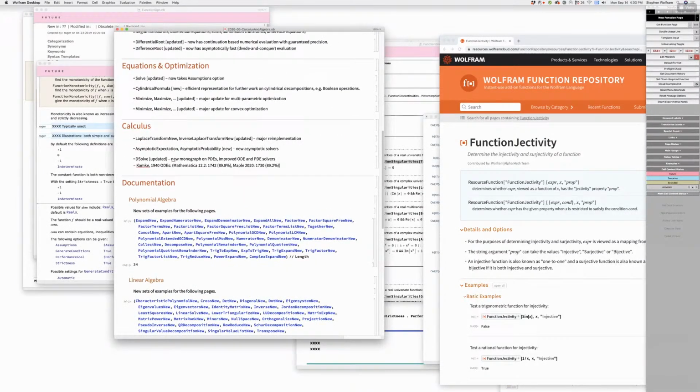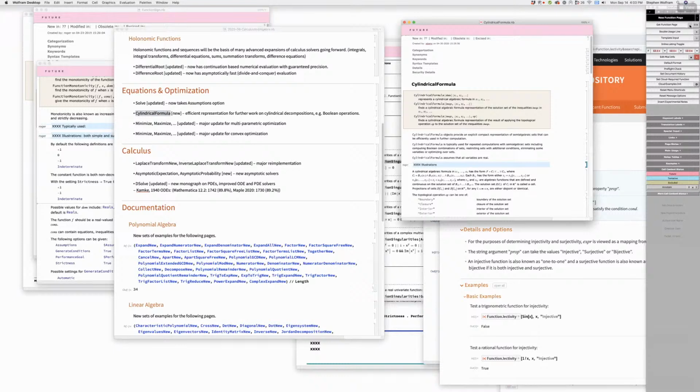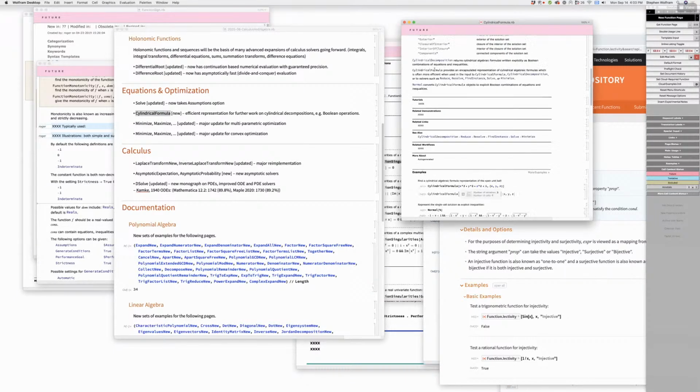Okay, we are about to need to go to our next meeting, but let's just have a quick preview here. What is cylindrical formula? It's going to take a little bit more discussion, but it's basically an optimized cylindrical decomposition that preserves enough structure that it can be manipulated afterwards.